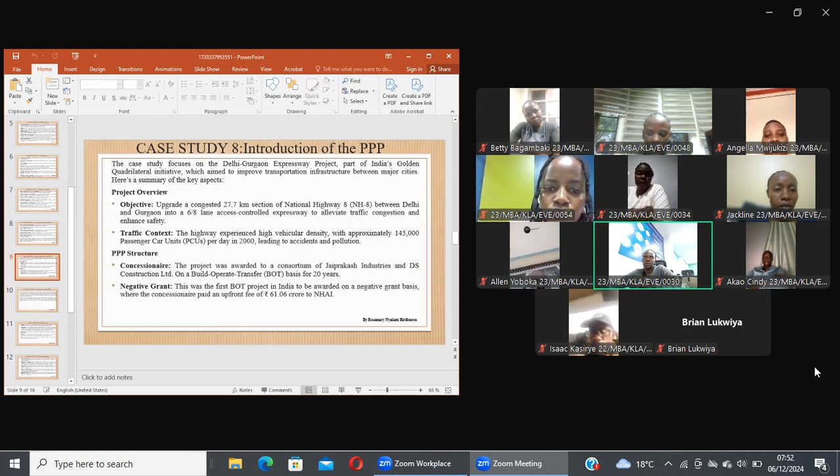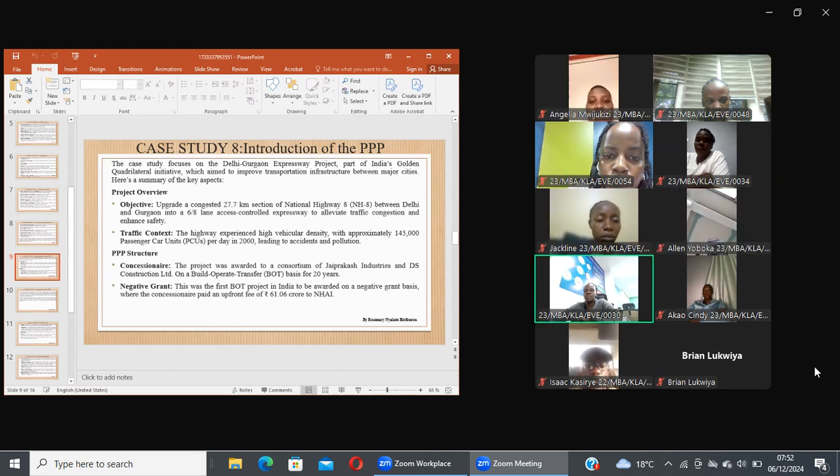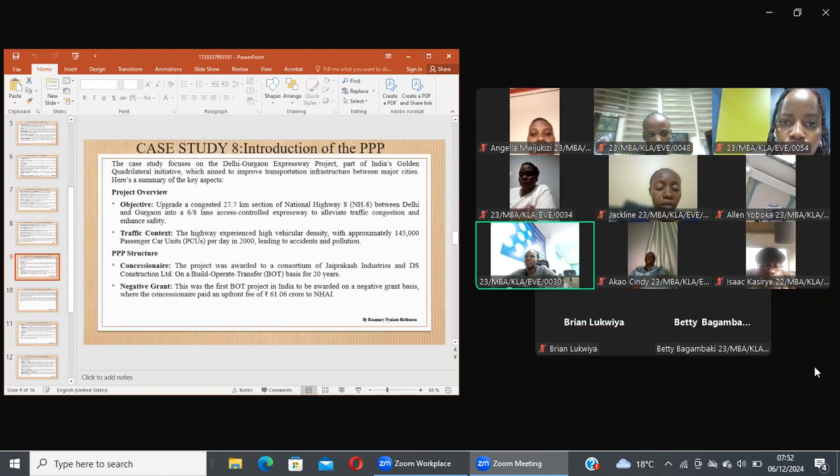Our second case study relates to the Delhi Gurgaon Expressway project, which was part of India's Golden Quadrilateral Initiative, which aimed to improve transportation infrastructure between the major cities. The key aspects in the project were, first, the project overview. Under project overview, the project was intended to upgrade a congested 27.7 kilometer section of the national highway between Delhi and Gurgaon into a 6 to 8 lane access-controlled expressway to alleviate traffic congestion and enhance safety.